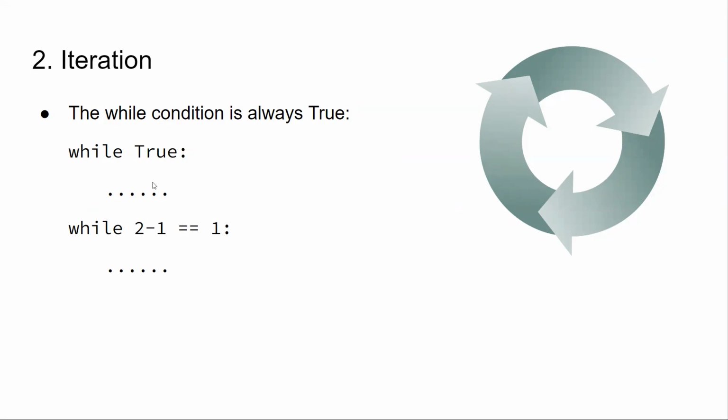So you can change it. You can create a variable to compare to, because it's actually just true. Maybe 2 minus 1 is equal to 1 is also true. So you run again.